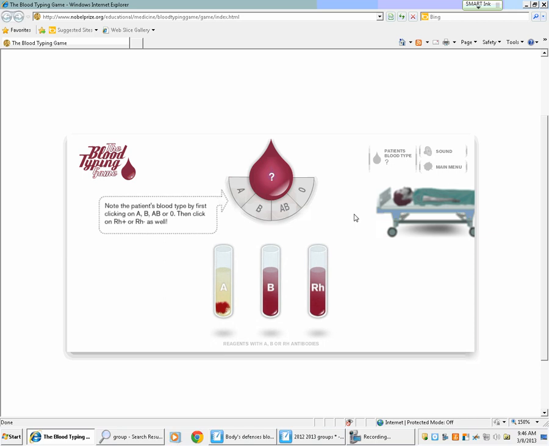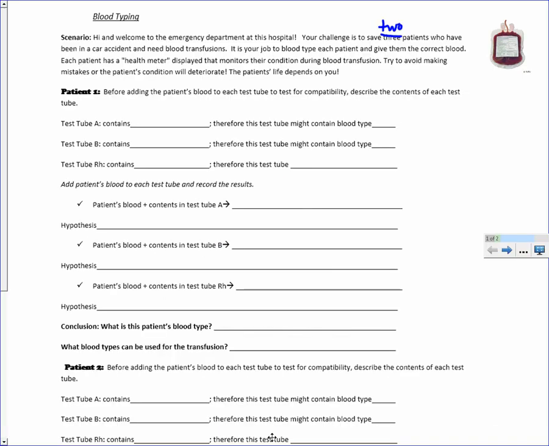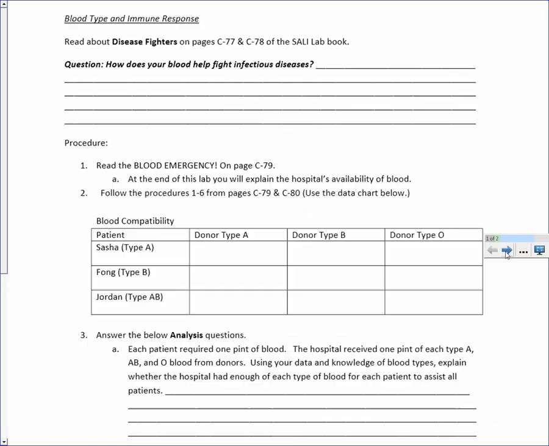If you flip your paper over to the next side, you will see a sheet that looks like this. For those of you listening online, I will give you your data. You do need to answer the question first: how does your blood help fight infectious diseases? Again, for those listening online, I will post the information on pages C77 and C78, and I will be giving you the data so that you can complete this lab and turn it in.